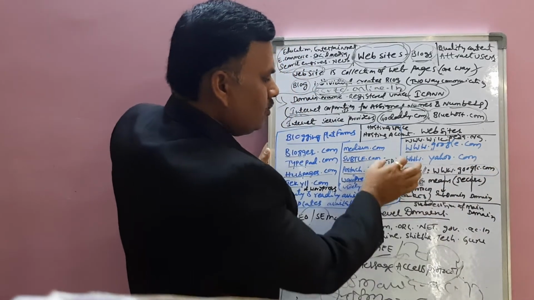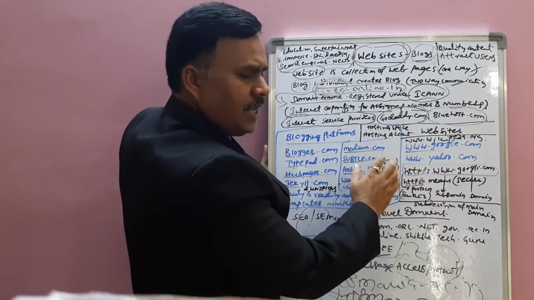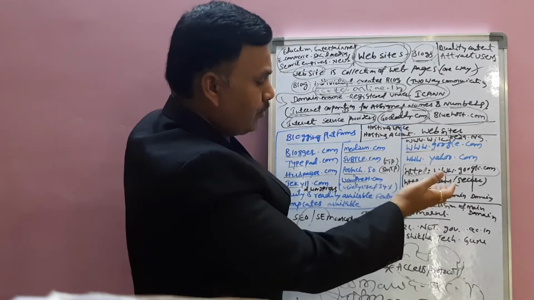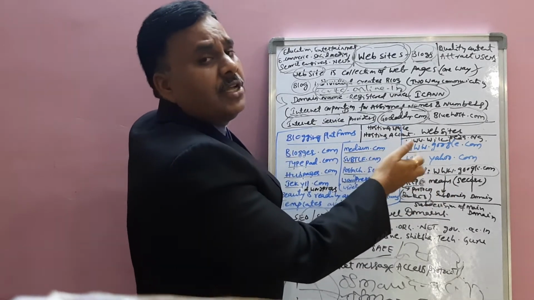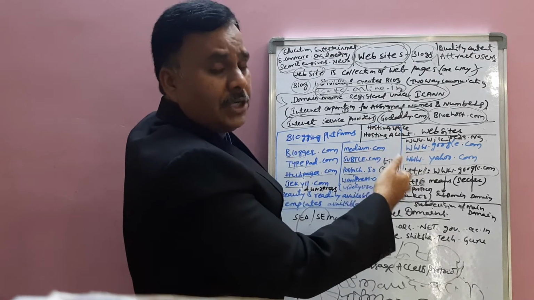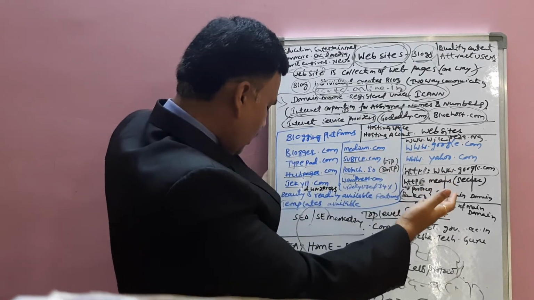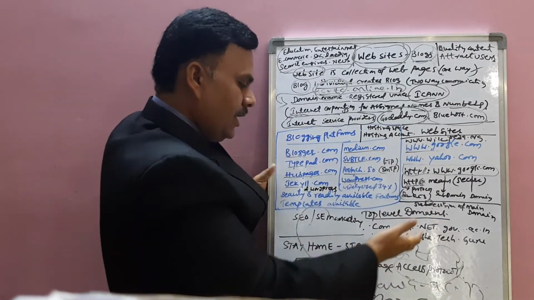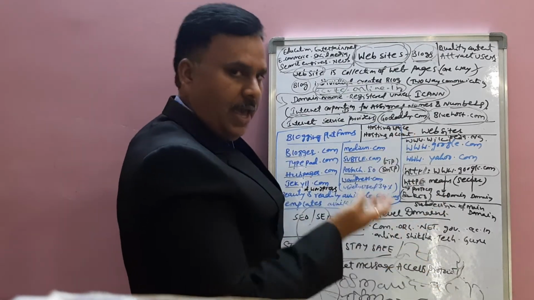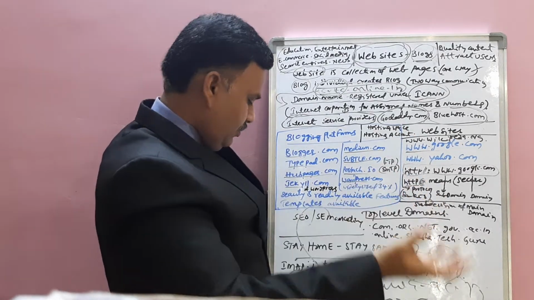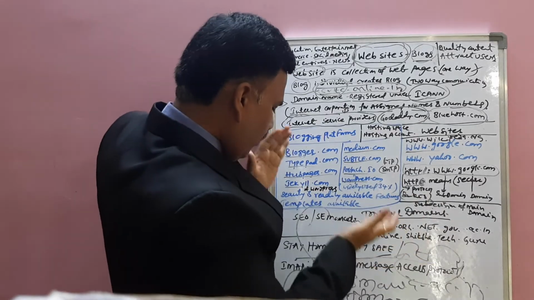Top level domains are .com, .org. FTP, file transfer protocol, is there. SMTP, simple mail transfer protocol, is there, which we use in email services. PGP, pretty good privacy, is also there. IMAP is Internet Message Access Protocol. There are different types of protocols.